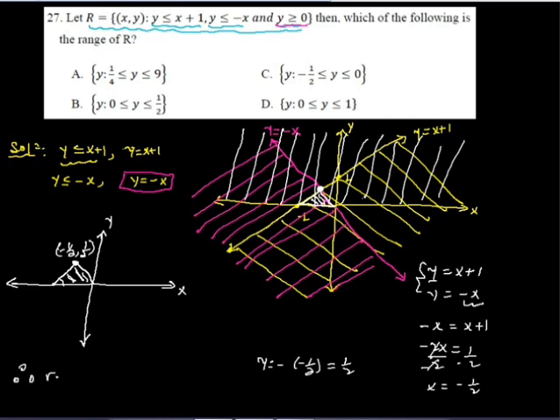Therefore the range of R is y, but this y is between 0 and 1 over 2. Okay, therefore our choice will be B.